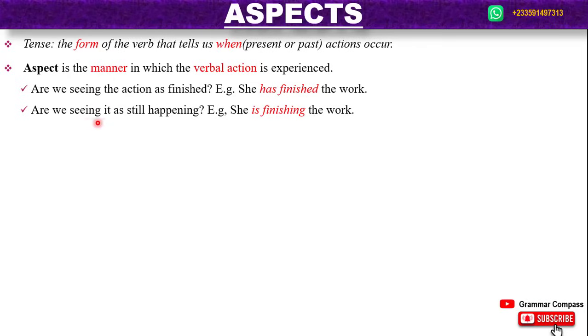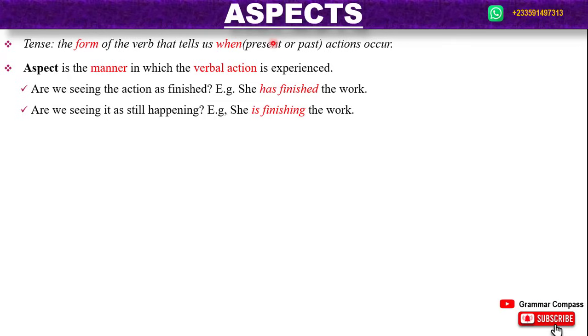Also, are we seeing the action as still happening? For example, she is finishing the work. Here, we have used an aspect to talk about the tense in terms of the manner in which the verbal action is expressed. So over here, we are showing a continuous action.